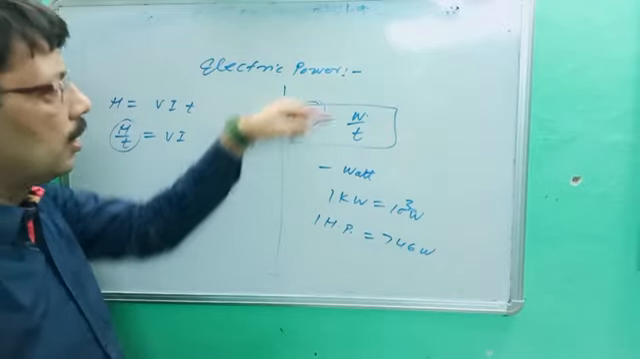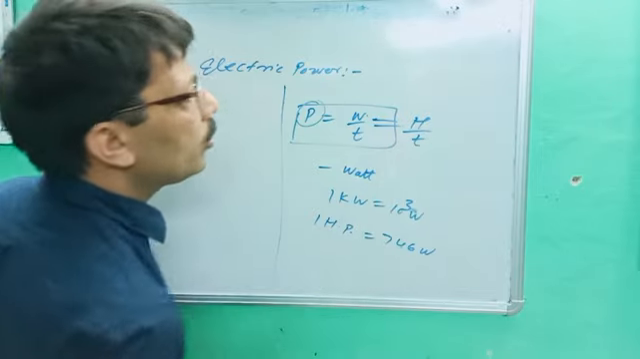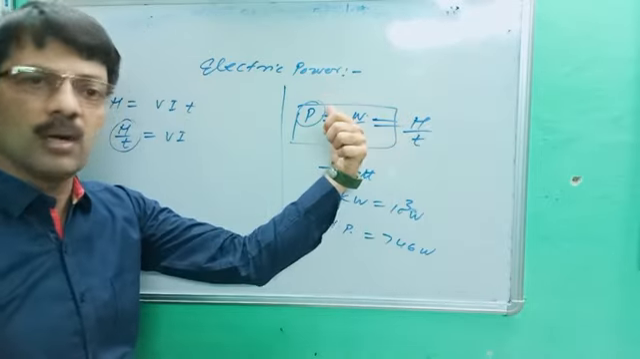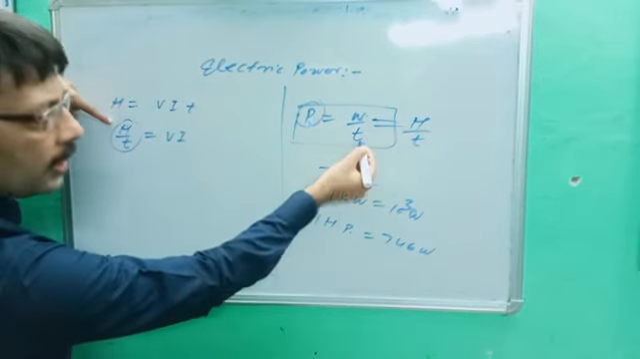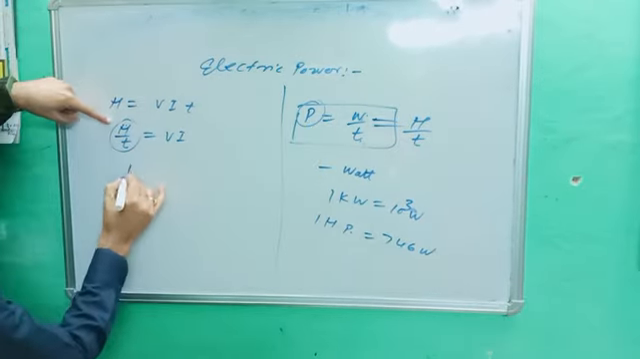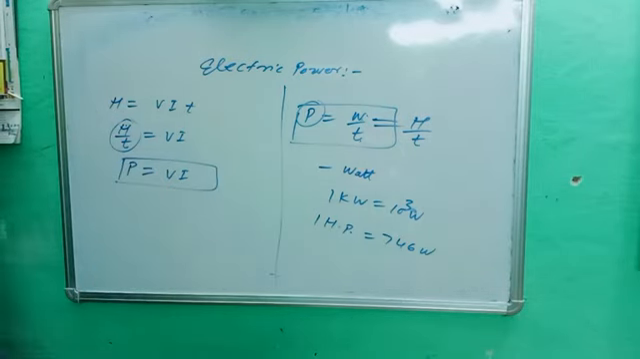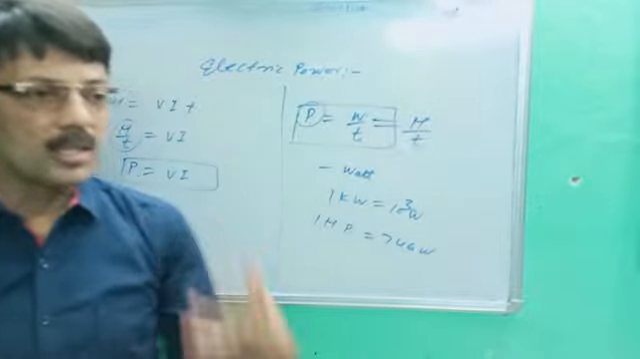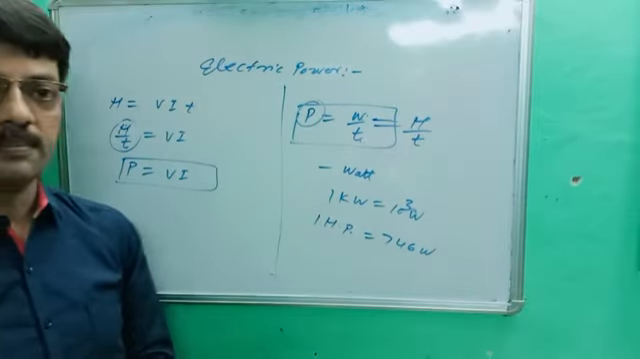Very important point. W upon T is equal to H upon T, because work is heat and heat is work. So instead of H upon T, we can write W upon T, and W upon T is equal to power. So we will get P is equal to VI. This is a very important formula. Power is equal to voltage into current. If voltage and current are given, by multiplying them you can get the power.